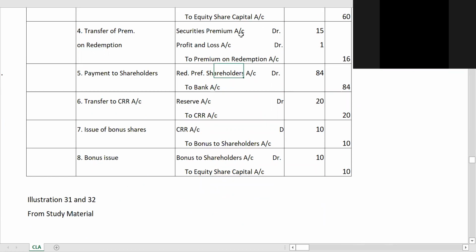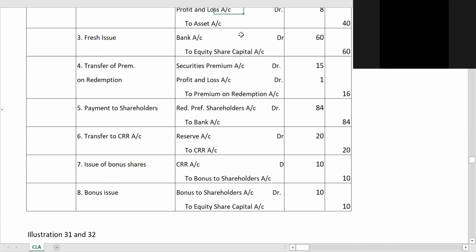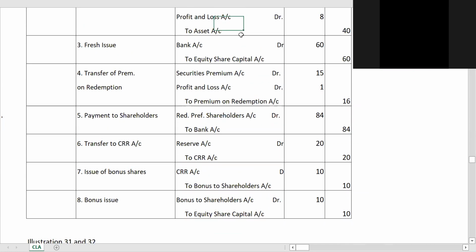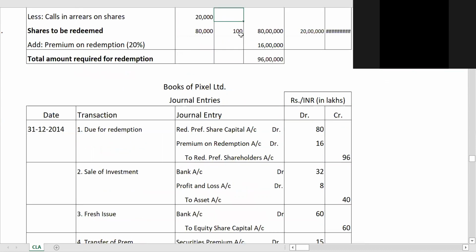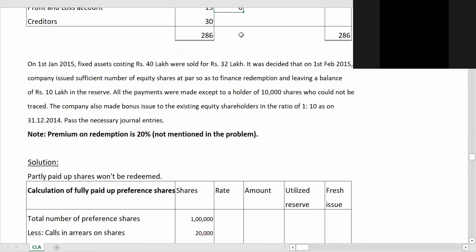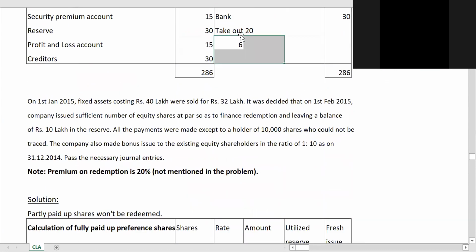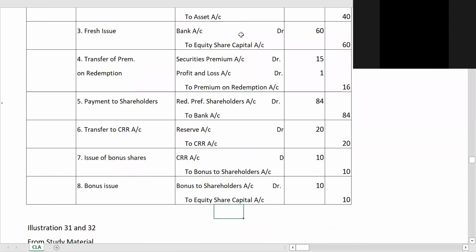Okay, yeah. So now, this entry, this only entry. Here, what I have assumed and what is there in your study material, I'll just tell you. In the study material, what they have done is that the 6 lakhs which was remaining, which I showed you here, ये 6 lakh बचे थे ना P&L में, this also they have put in the CRR account. And why, what they have assumed, I'll tell you.